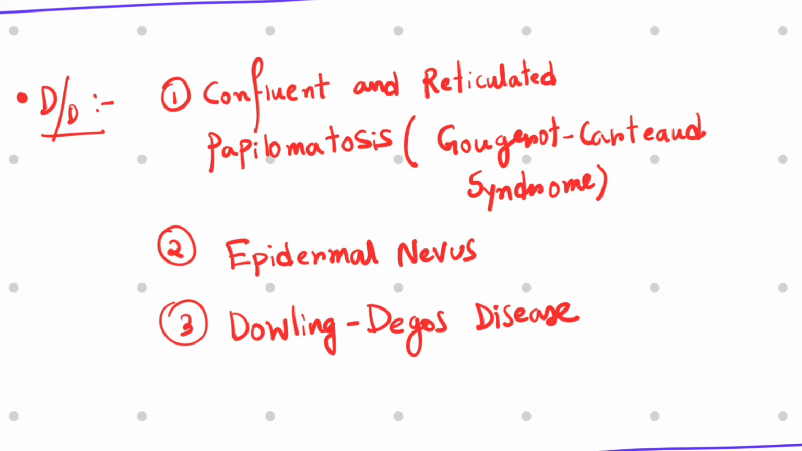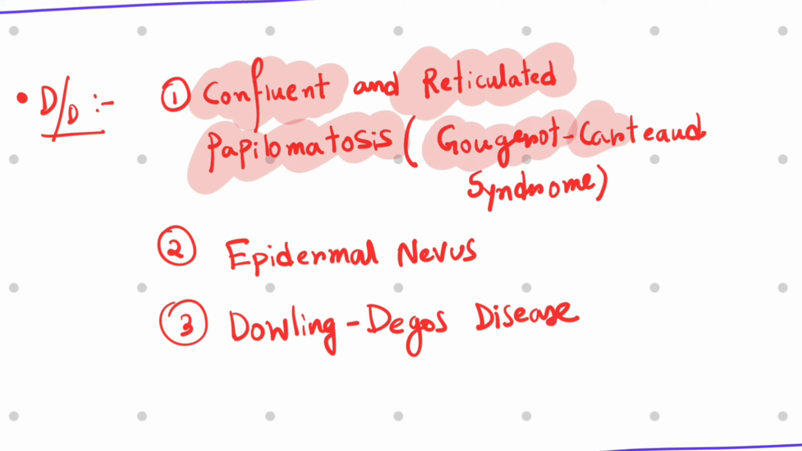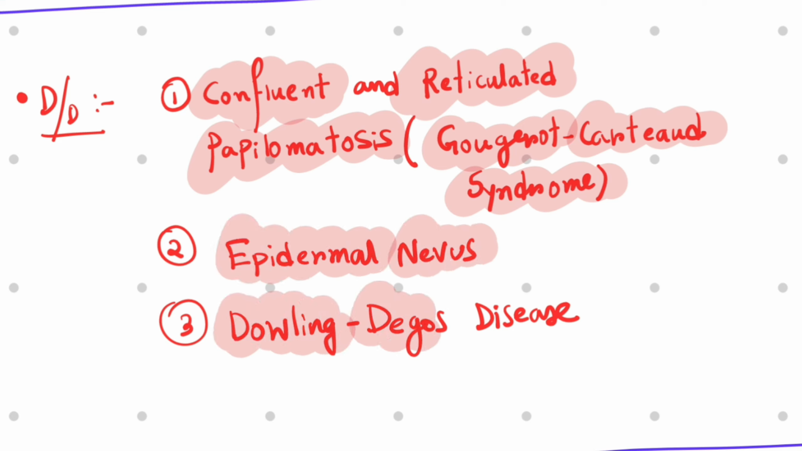Now, let's come to the differential diagnosis. Differential diagnosis of Acanthosis nigricans includes confluent and reticulated papillomatosis, that is also known as Gougerot-Carteaud syndrome. It can be epidermal nevus. It also can be Dowling-Degos disease.